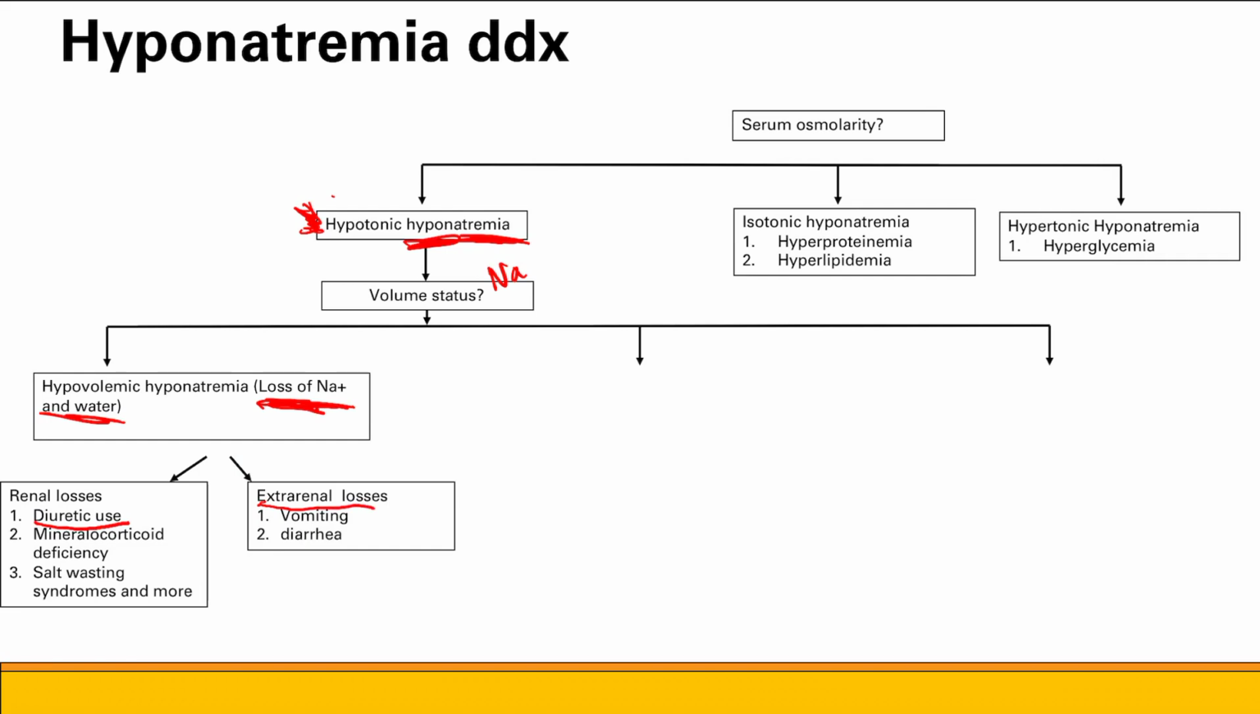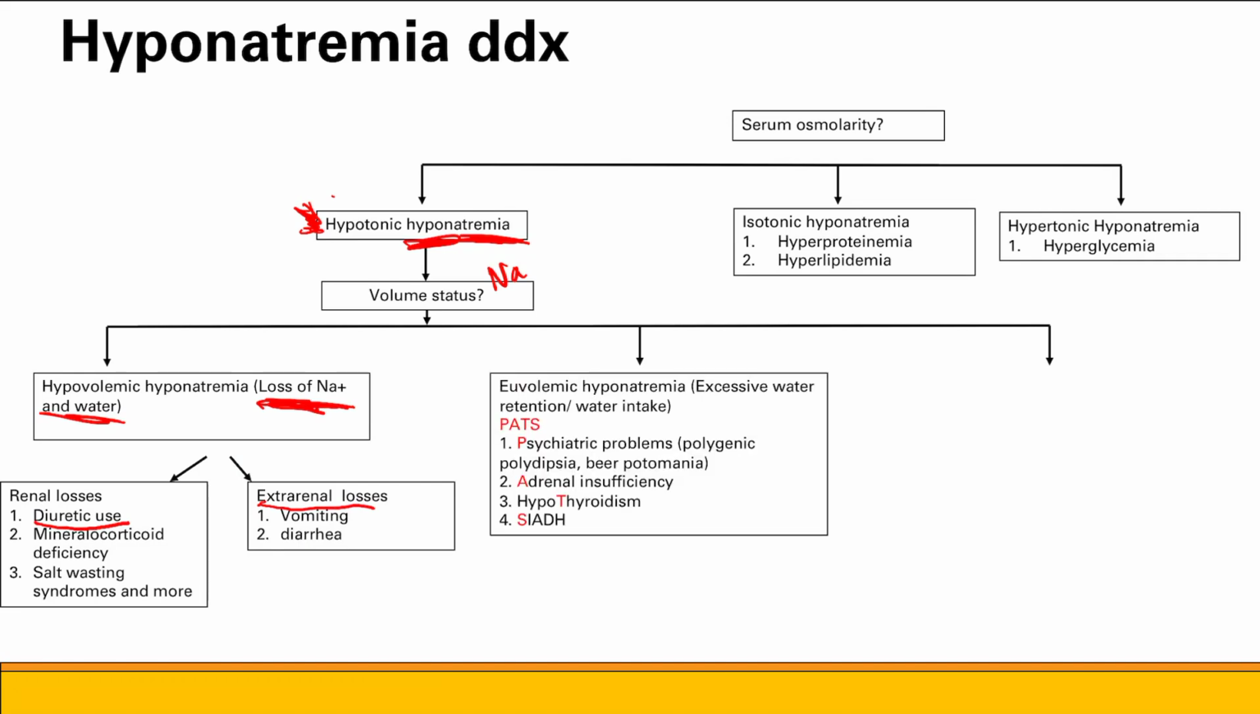So you're just vomiting it out or diarrheaing it all out, and that's how you get hypovolemic hyponatremia, extrarenal losses and renal losses. Next, we're going to look at the euvolemic hyponatremia. That's where their volume status is normal, and this is because they get the hyponatremia from excessive water retention or too much water intake. Their sodium doesn't change, that's why they're euvolemic, but they have all this extra fluid that's going to cause dilution of the sodium, so they get hyponatremia, euvolemic hyponatremia.